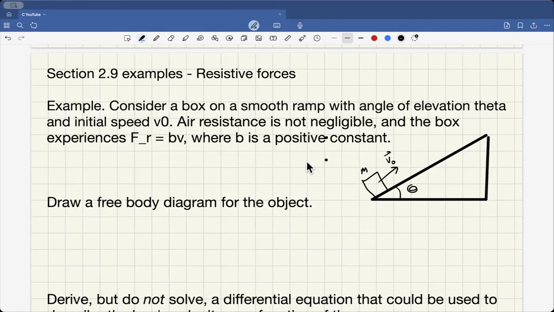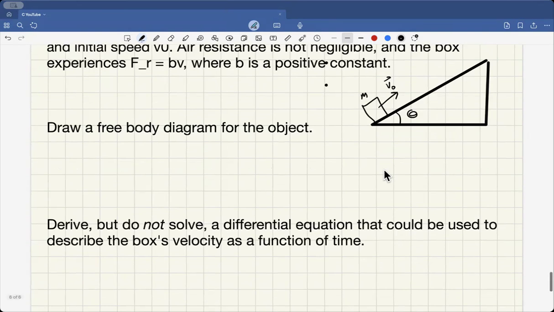We'll talk a little bit about that later, but essentially, this is the example that I want to work with: you have a box that's on a smooth ramp, so no friction. However, it does have a resistive force on it, and this box starts off by going up a ramp with some initial velocity, and this question is going to ask us for a couple of different things.